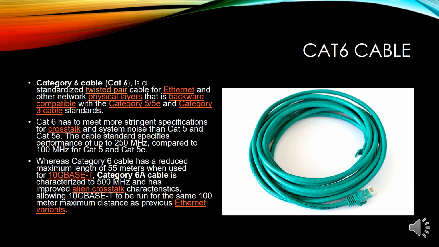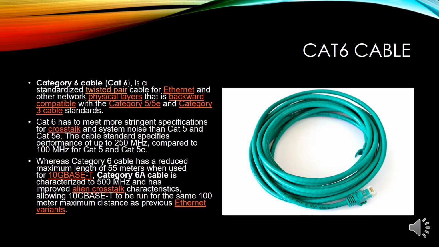Cat6 cable. Here we're going to use Cat6 cable for the installation of CCTVs. Cat6 cable is a standardized twisted pair cable for Ethernet and other network physical layers that is backward compatible with the Category 5, 5E and Category 3 cable standards. Cat6 has to meet more stringent specifications for crosstalk and system noise than Cat5 and Cat5E. The cable standard specifies performance of up to 250 MHz compared to 100 MHz for Cat5 and Cat5E.